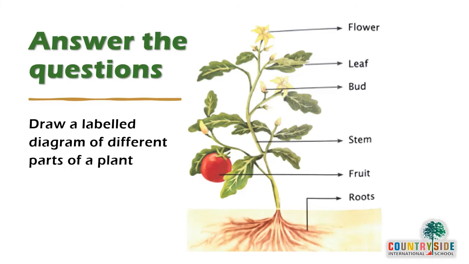There should be a flower, leaf, bud, stem, fruits and roots. Then you can draw some other picture also. Whatever is comfortable to you, but you're going to draw it in your notebook, and not necessary you need to color it, but you need to name the parts of it.